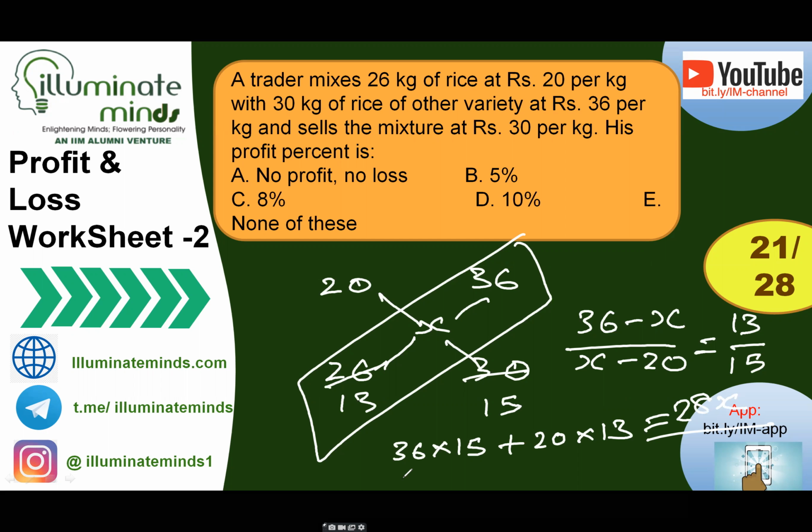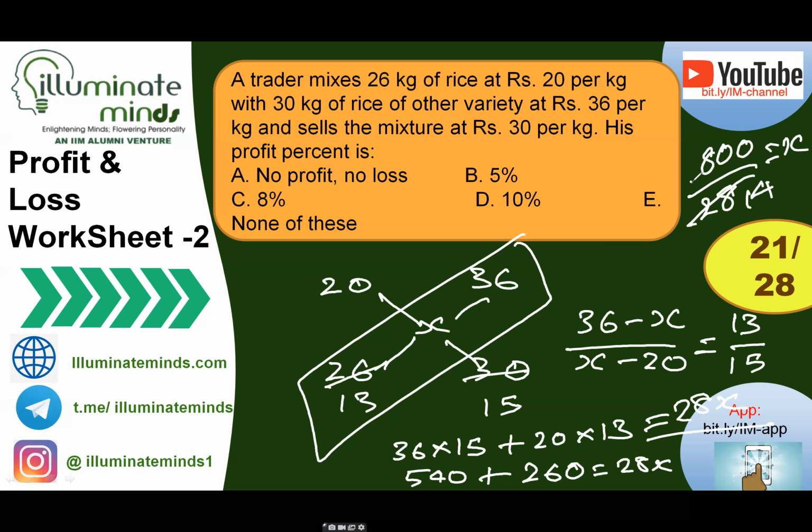36 into 15 will be equal to how much? 540. 540 plus 260 is equal to 28x. So that will make 800 by 28 equal to x. 14, 400, 200, 7. That's perfectly okay. 200 by 7 is the cost price.